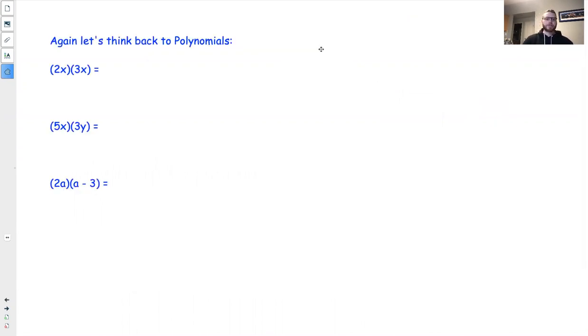Okay, so jumping back to polynomial and multiplying brackets here. If we have 2x times 3x, we're just going to multiply the coefficients out front, and then we're going to multiply the variables which are attached to those coefficients, okay? So we're going to have 3 times 2 is 6, and x times x is x squared. So that will give us 6x squared.